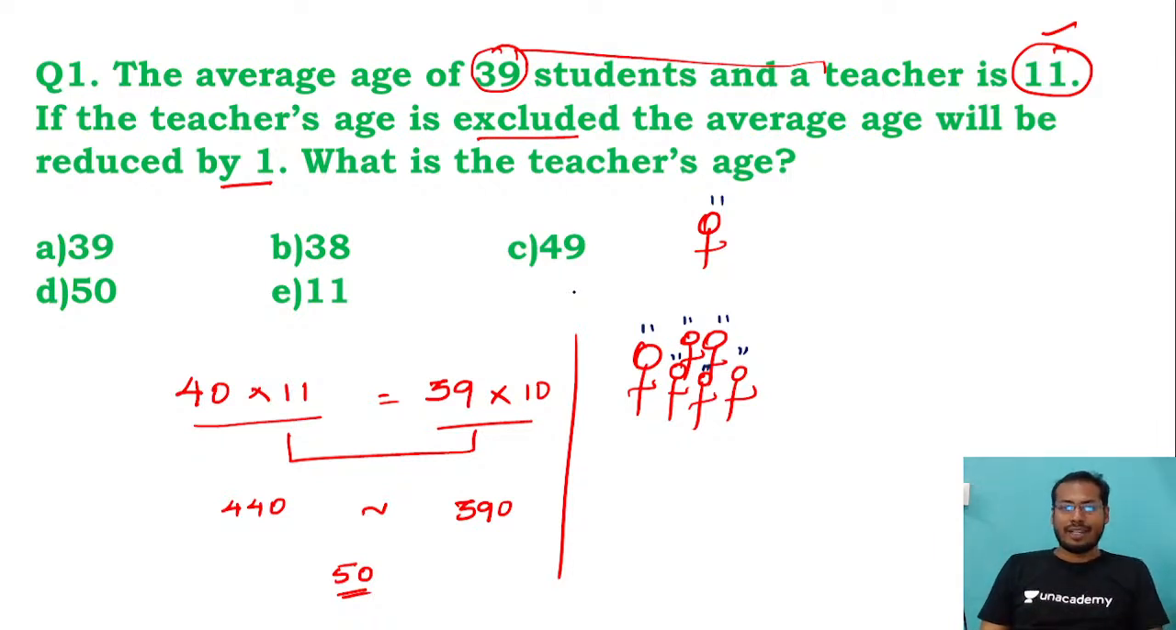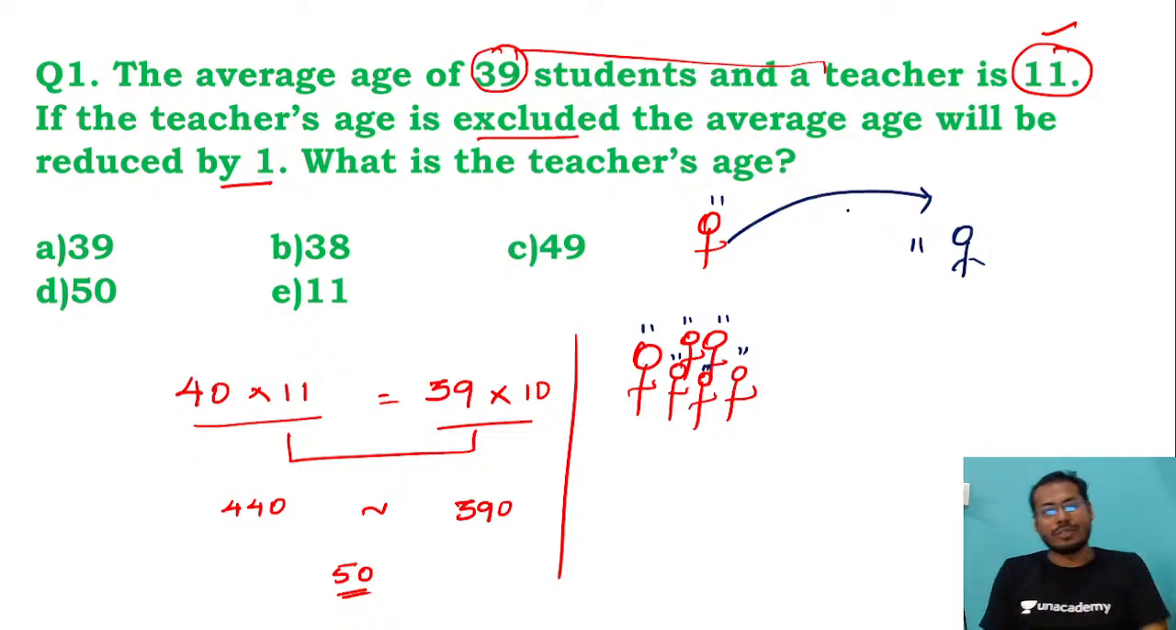Right? Okay, now my period was over. The bell rang, so I am going out. If I went out of the class, what does this mean mathematically? One teacher went out of the class, but mathematically one 11 went out of the class. There are 40 11s inside the class, and one 11 went out of the class.